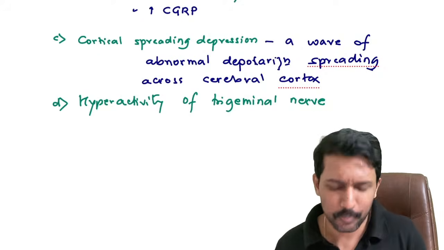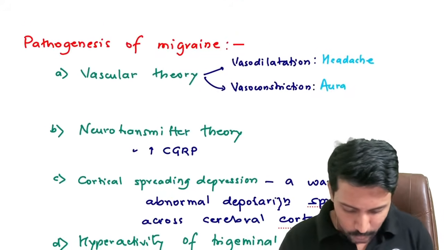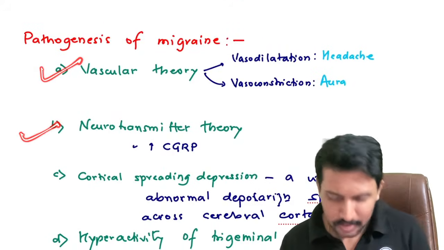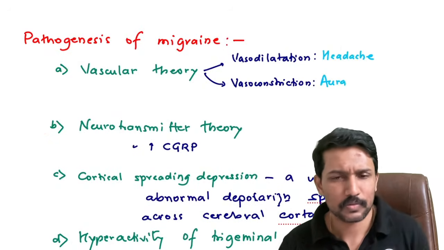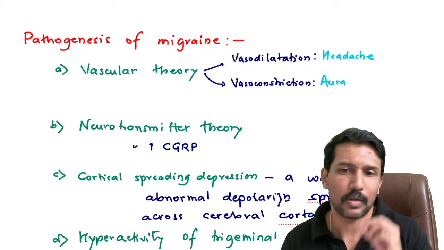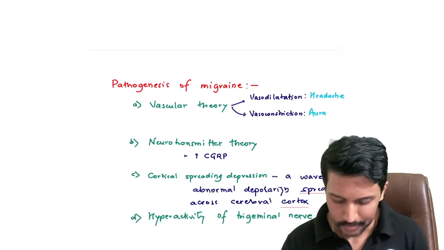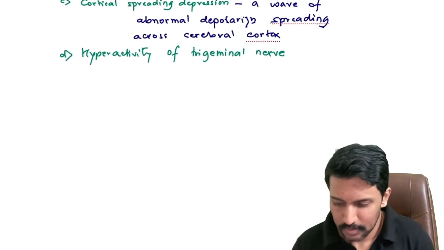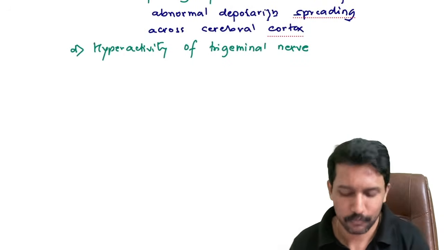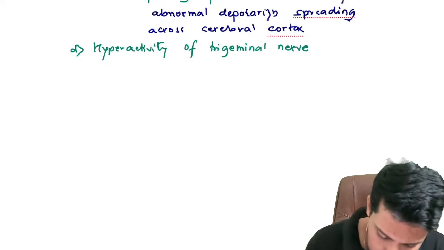So it's a bit complex. As long as you're able to list vascular theory and neurotransmitter theory, your teachers will be more than pleased, because pathogenesis will not carry a weightage of more than 3 marks. So this much is enough. Okay. So now that we have learned about migraine, let us follow the same template for the tension type of headache as well.